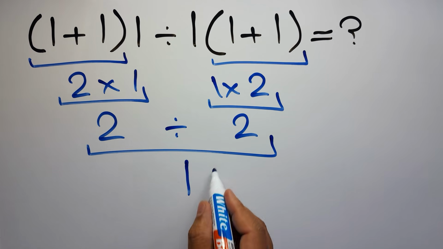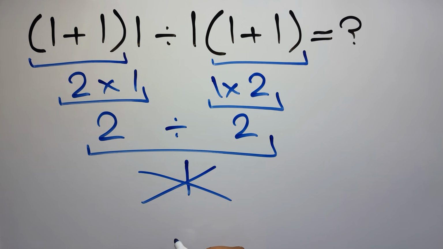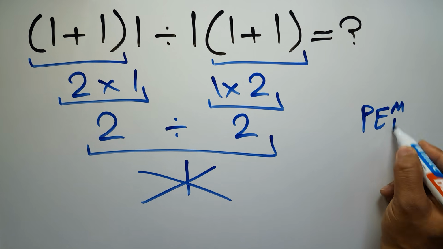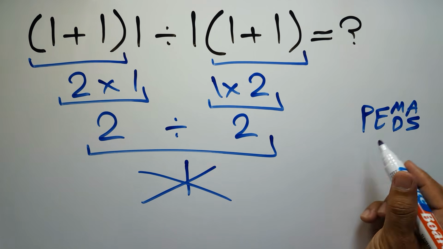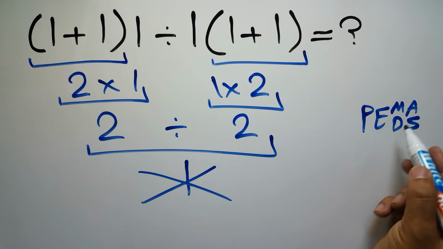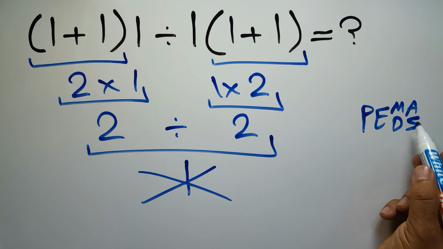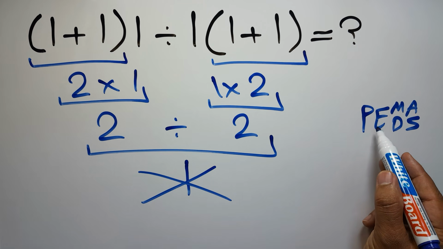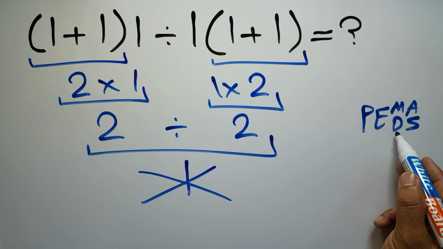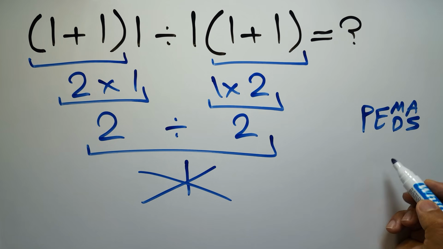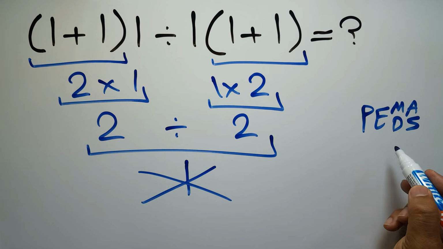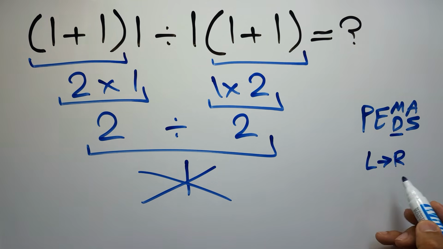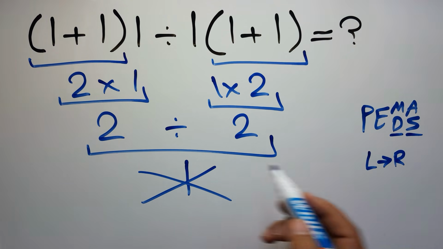But this answer is not correct. Because according to the order of operations, which is PEMDAS, P stands for parentheses, E stands for exponents, M and D stand for multiplication and division, and A and S stand for addition and subtraction. First, we have to do parentheses, then exponents, then multiplication or division, and finally addition or subtraction. Remember that multiplication and division have equal priority and we have to work from left to right. And the same applies to addition and subtraction.